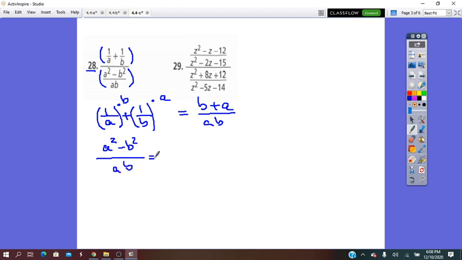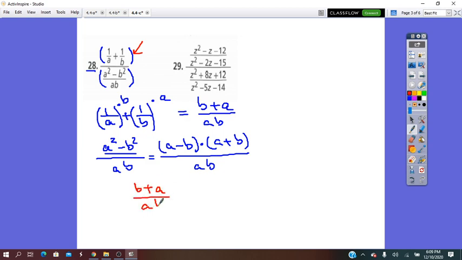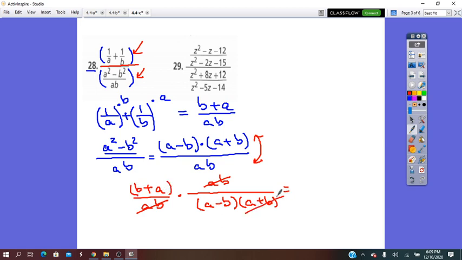Already it is given in simplest form, but we can factor the numerator here into a minus b times a plus b all over ab. The numerator in simplest form is b plus a over ab. Divide changes into times the reciprocal of the second fraction, which is this one. So I will put the reciprocal, which is ab over a minus b times a plus b. Simplify by common factor. We still have a common factor here. b plus a is the same as a plus b, so we can simplify by it. It will be 1 over a minus b.